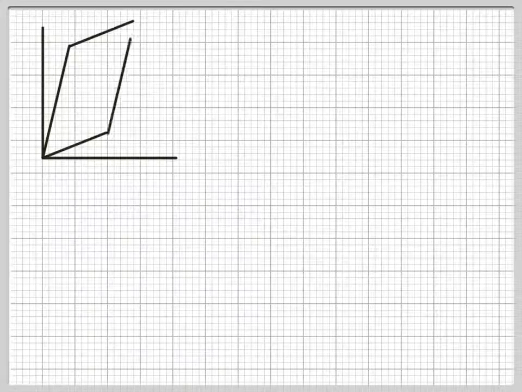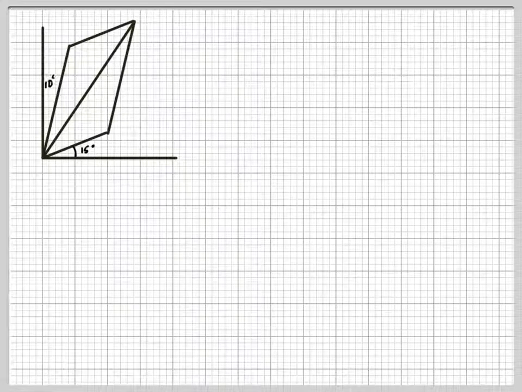Alright, let's see if we can use this thing too. We're going to draw our parallelogram there from our original diagram. I just went ahead and drew in the parallelogram real quick.